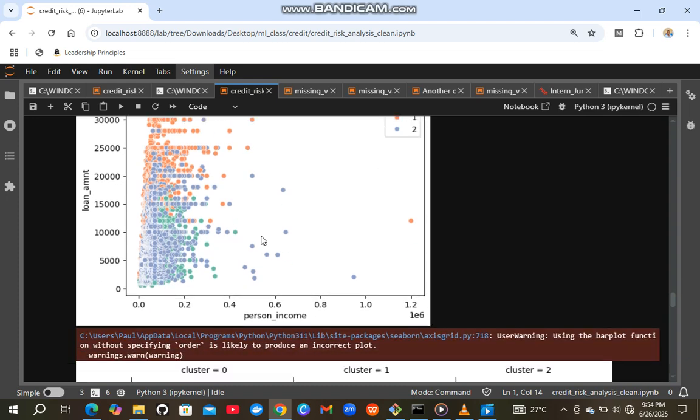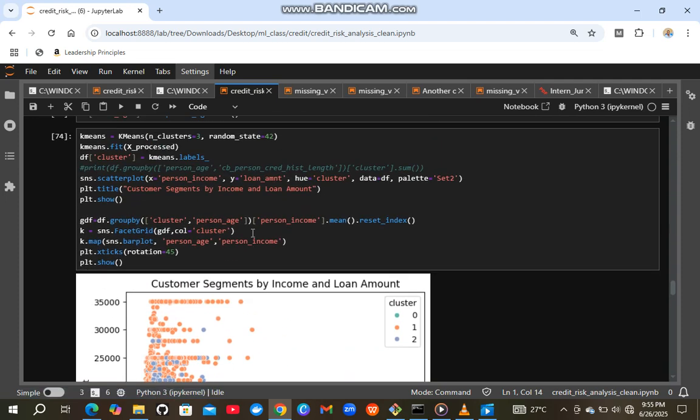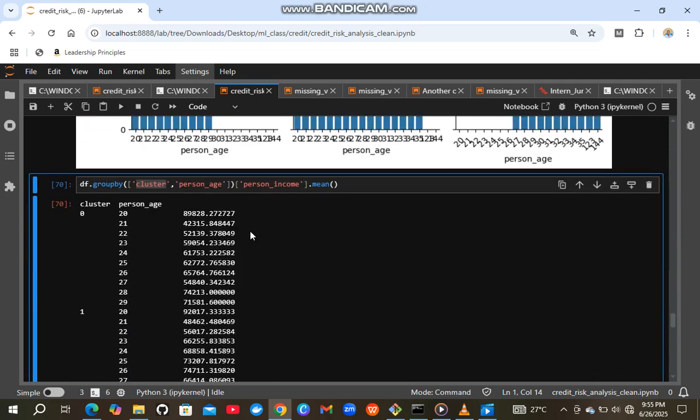So the key is here, and what I wanted was to at least try to get an insight from this data. So I wrote this line of code. I created another data frame using the group by method, and we grouped by the cluster and the person age. That means we made the cluster and person age the index, and we used the person income as the values we're trying to measure. The person income mean is what we used.